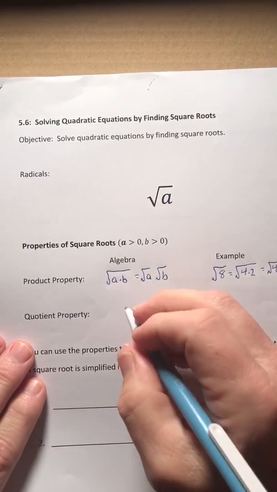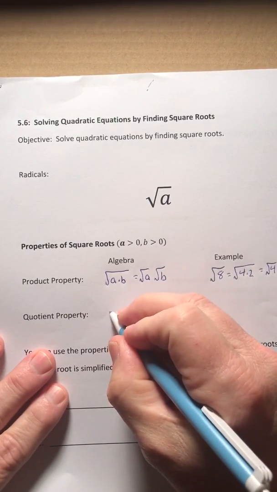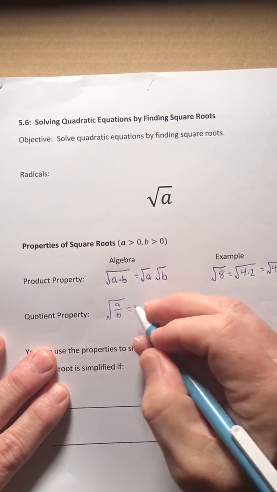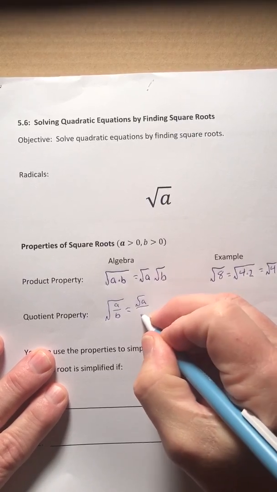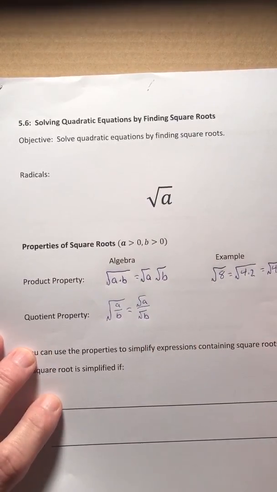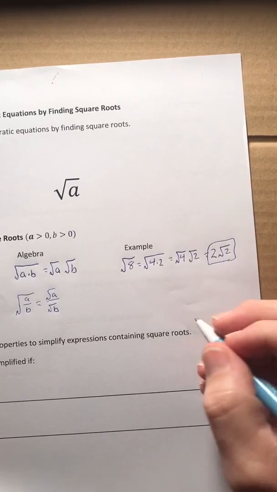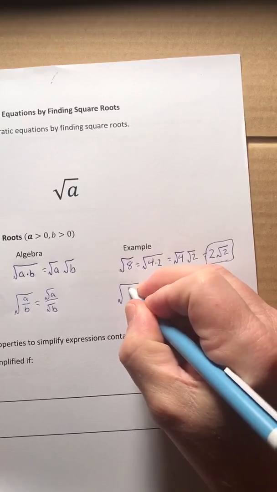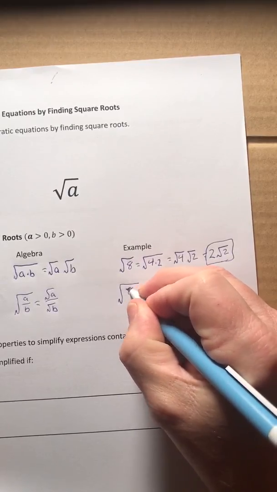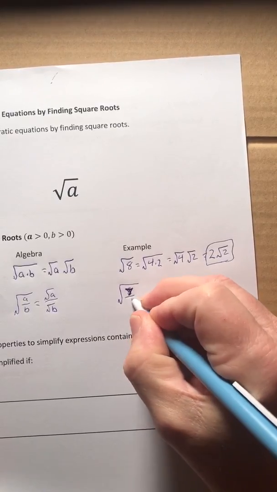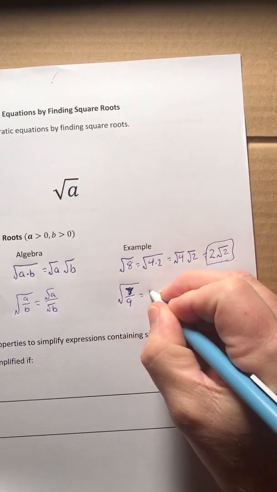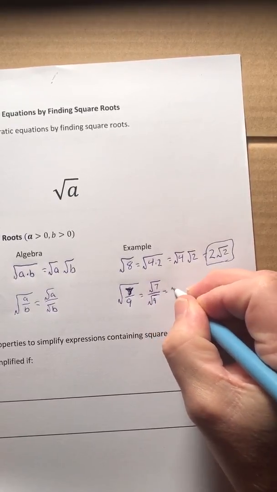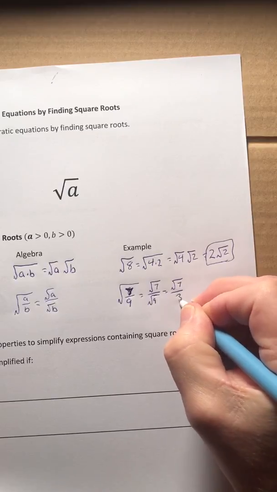Alright, the quotient property says this: if we have the square root of A over B, we can simply break it up and make it into the square root of A over the square root of B. How we would use something like that is if I had the square root of 8, let's make that 7. Square root of 7 over 9. Then I would break it up, make it the square root of 7 over the square root of 9, and that would give me the square root of 7 over 3.